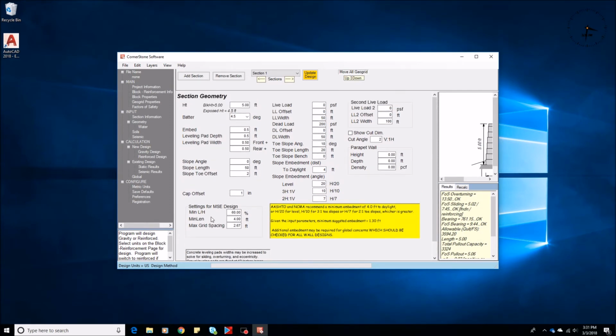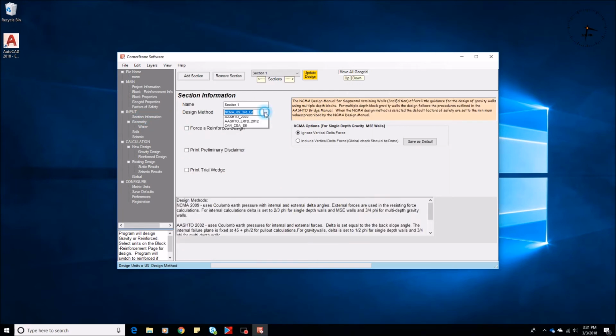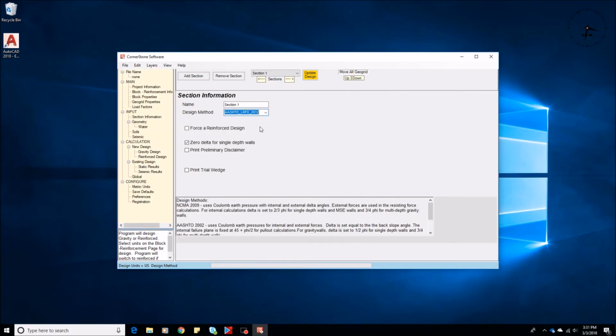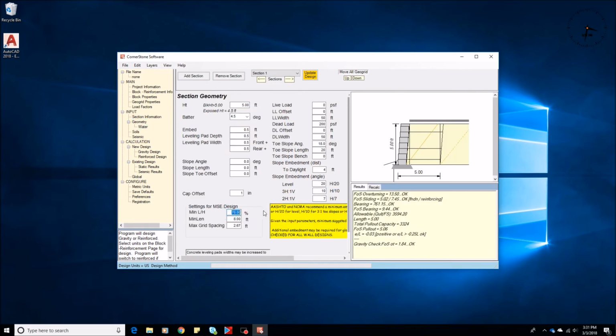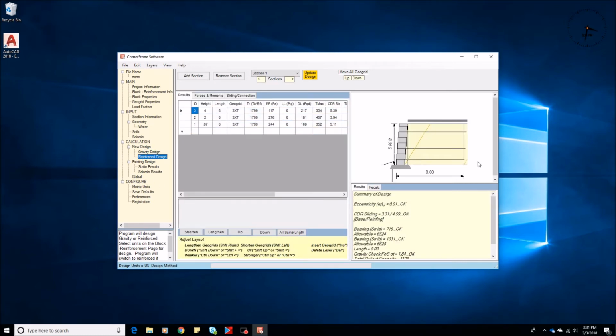Last items, minimum length to height ratio. This is for a reinforced wall. NCMA has a 60% base to height ratio. That is for grid length defined from the face of the wall to the tail of the grid. If I were to go to an AASHTO design, AASHTO design is 70% from base of wall, from face of wall to tail of the geogrid. So that's going to be 8 feet.